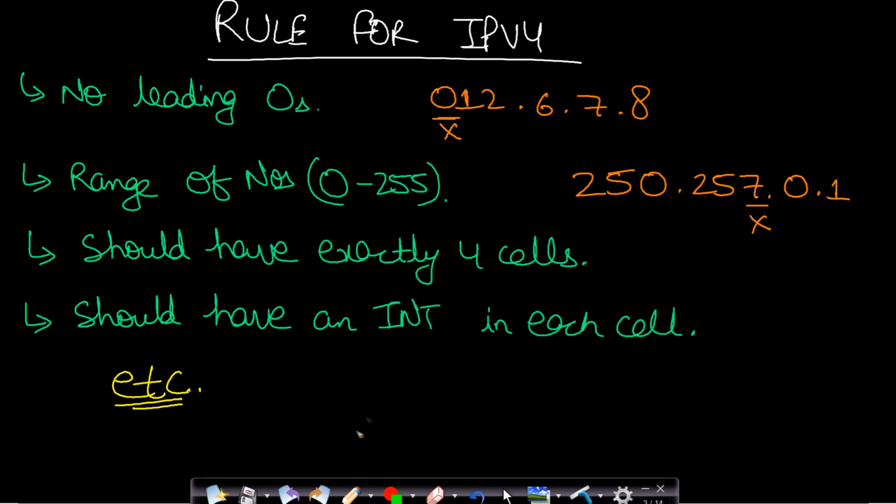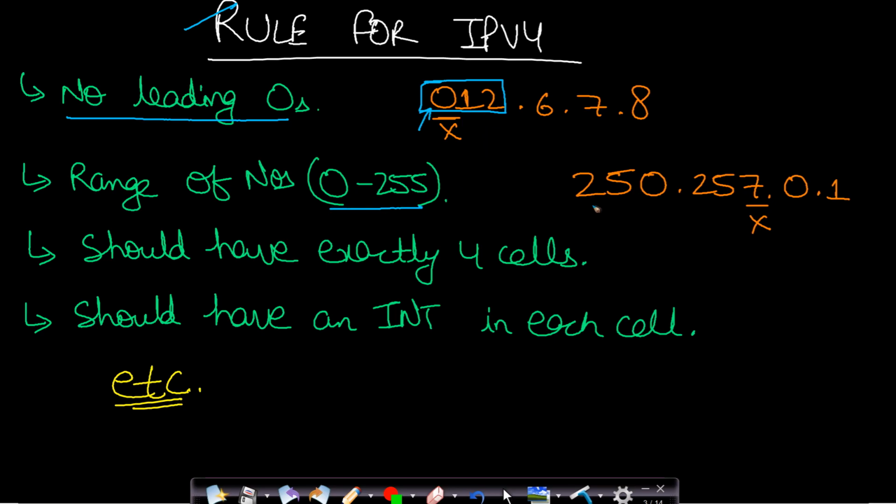Let us now look at some rules for IPv4 and IPv6. So first will be the rules for IPv4. Now there should be no leading zeros when you are representing the number for IPv4. So in this case, you can see that this is 0, 1, 2. This is not valid because we are having a leading zero.